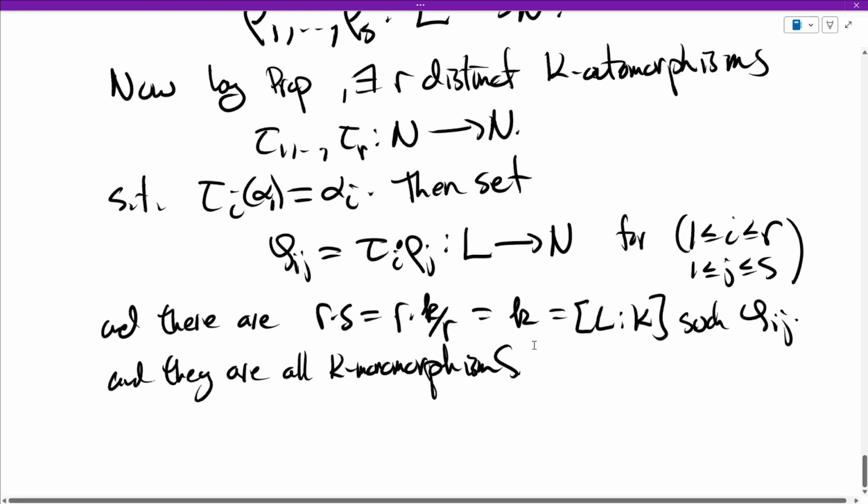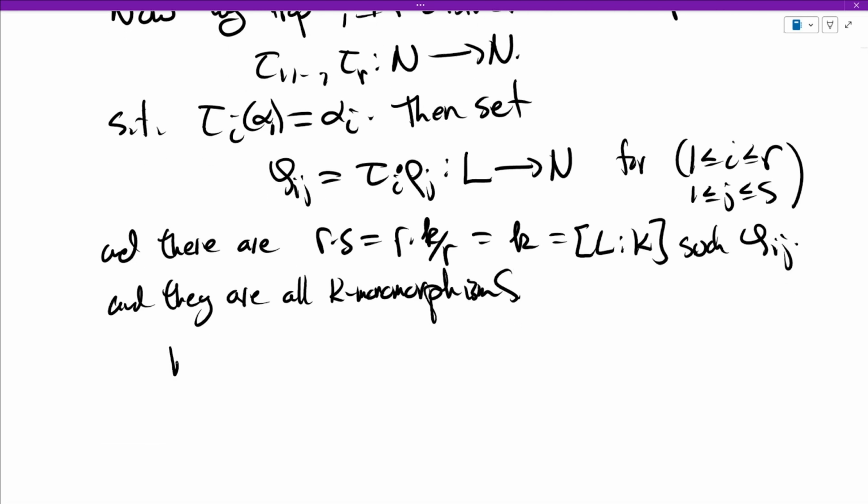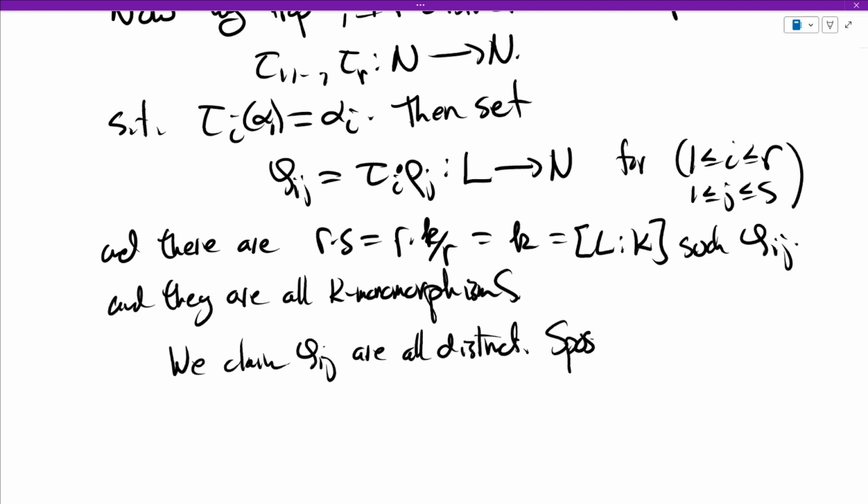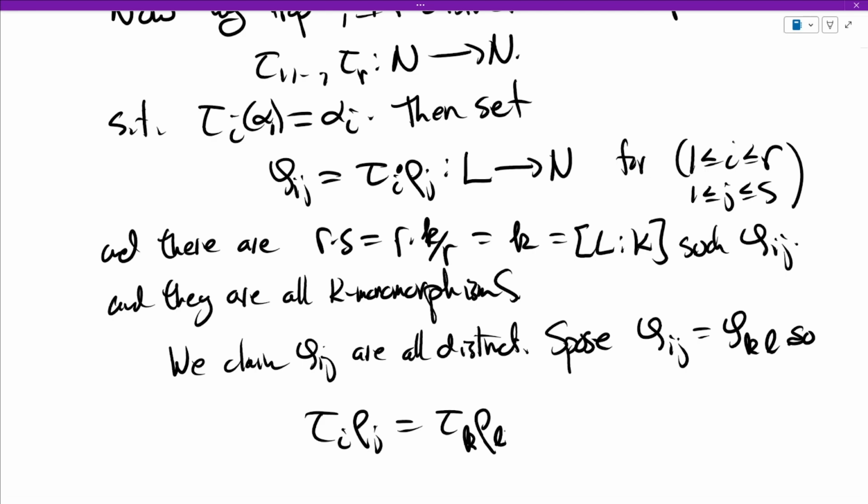Okay, we need to show two things. We need to show that they are all different, and this is all of them. So we claim first that the phi ij are all distinct. Suppose not. Well, suppose that you had two that were equal. So phi ij is phi kl. All right, let's write out what that means. Phi ij is tau I rho j, and phi kl is tau k rho l.